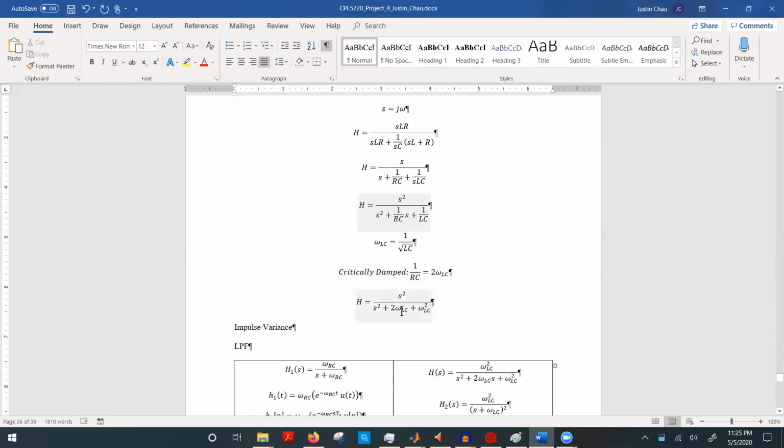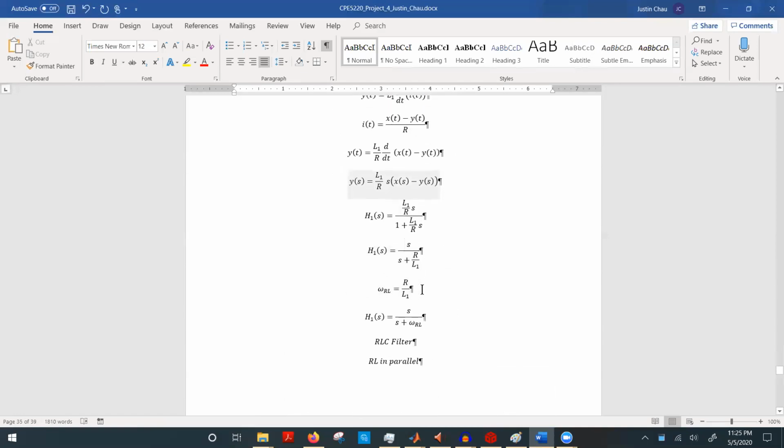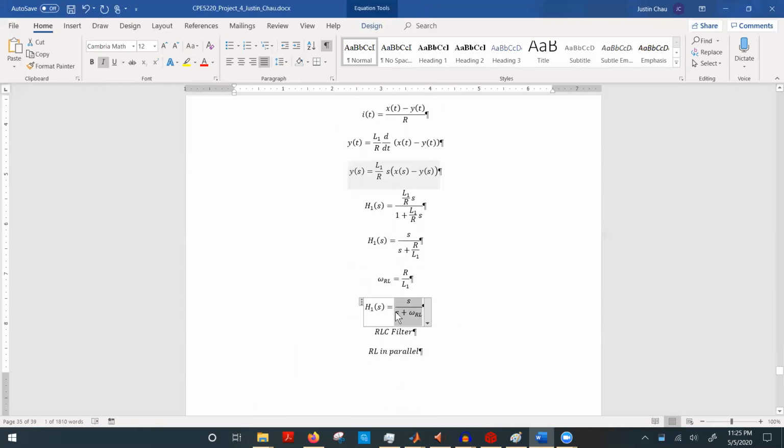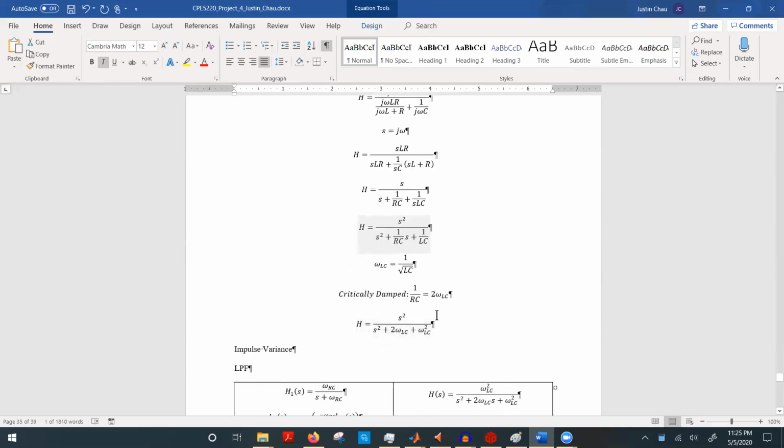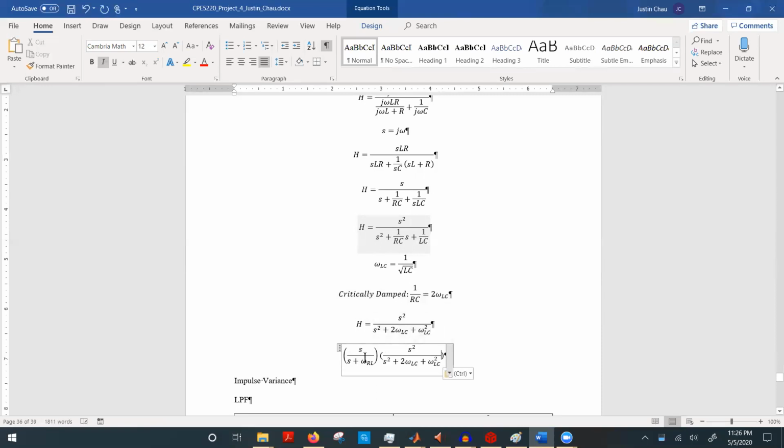So this is what it looks like, and I forgot to show that when these are cascaded, you just multiply them together. So I take the original H1 over here, I copy it over here, and then I take H2 over here, I copy it. So this is what our overall transfer function is going to look like. Since they're cascaded, it's just going to be them multiplied together.